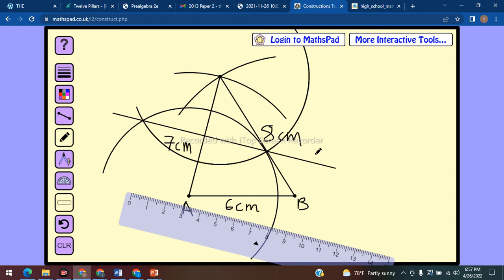Do you label the top C? To the end, yes, we label top C. Yes, we label top C. So we label the top C.